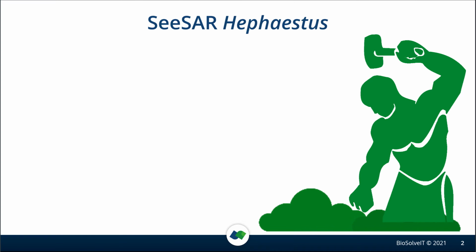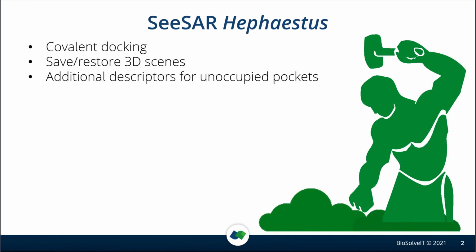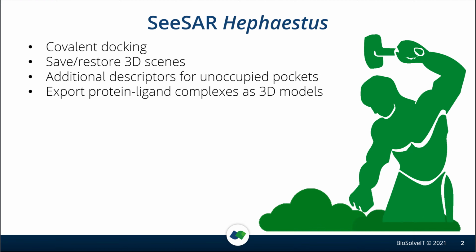SeeSAR Hephaestus introduces a variety of new innovations, including covalent docking, the ability to save and restore 3D scenes within SeeSAR projects, additional descriptors to guide your decision making while working with proteins with unknown binding sites, the ability to export 3D models of protein-ligand complexes from SeeSAR to any other mode of presentation, and convenience features which will be explained to you over the course of this video.